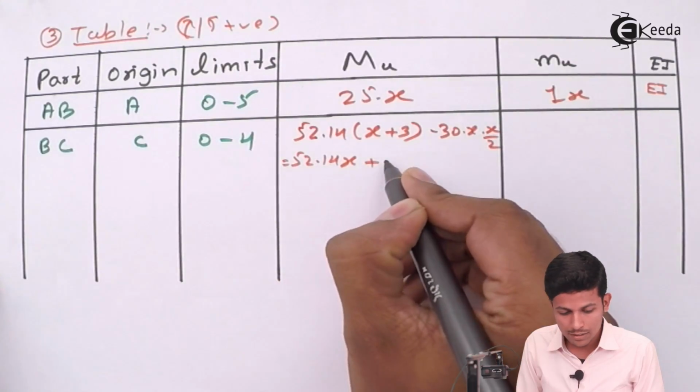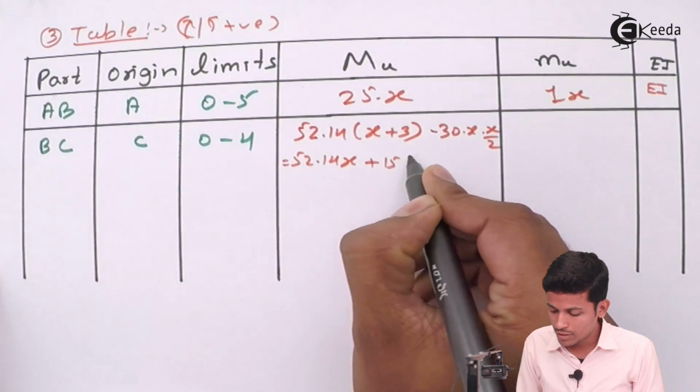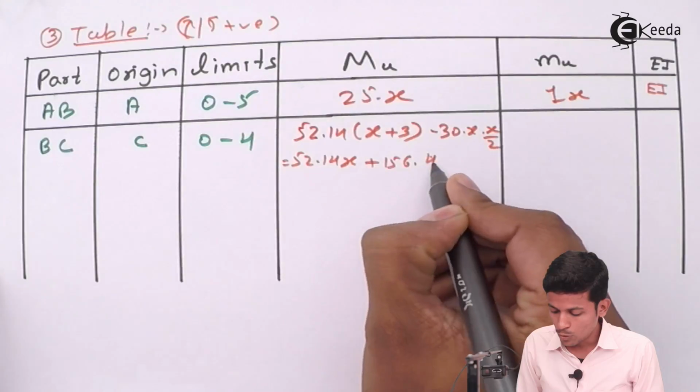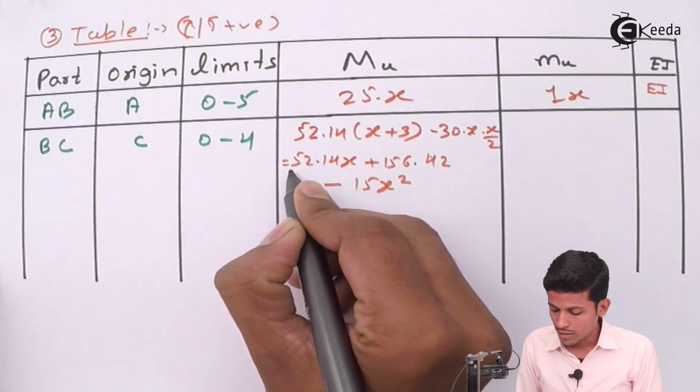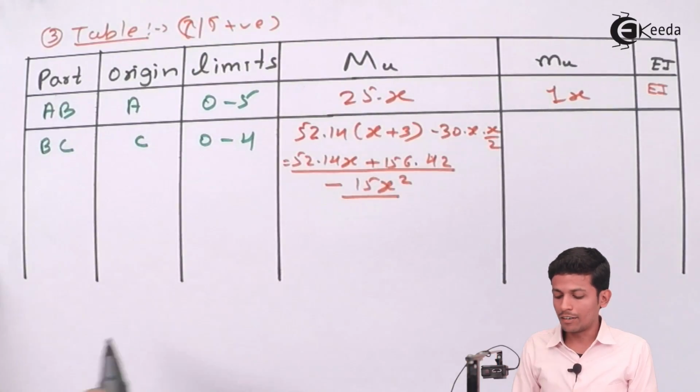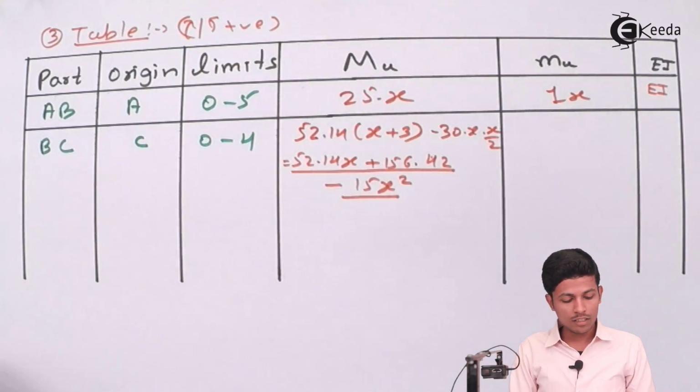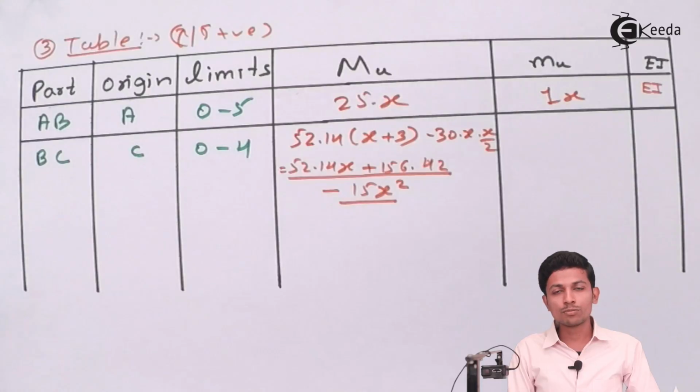52.14x plus 156.42 minus 15x square, and this is your final part. You'll resolve this part like this. Now let's move to the small m diagram.